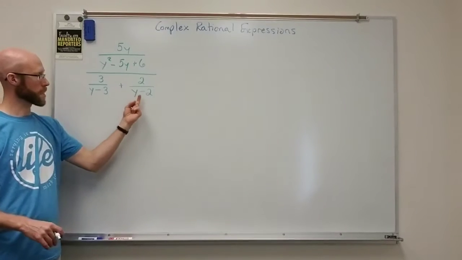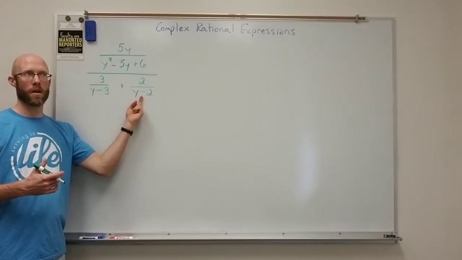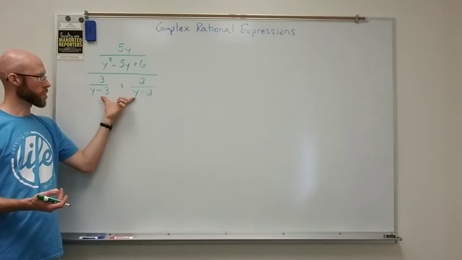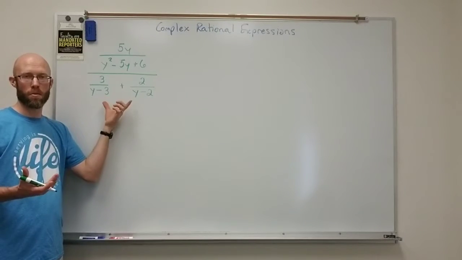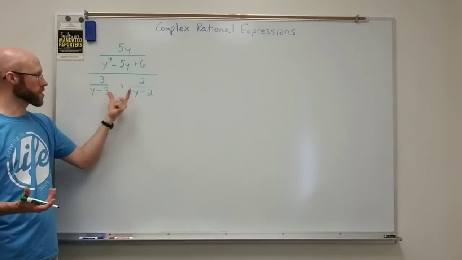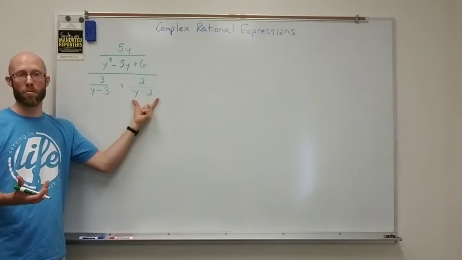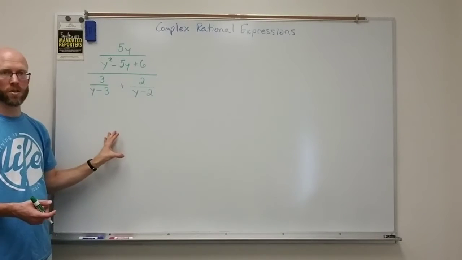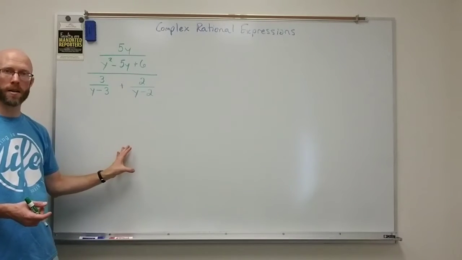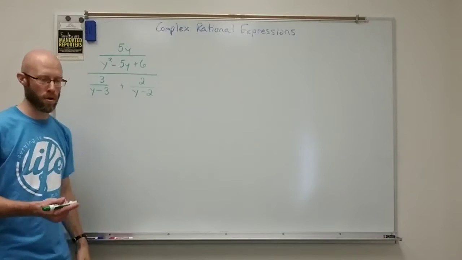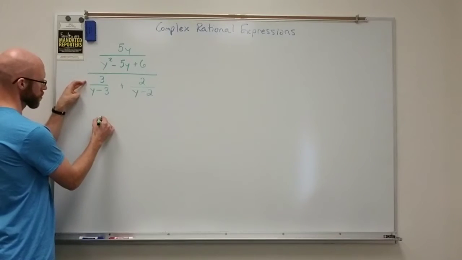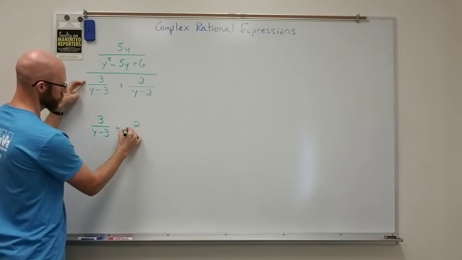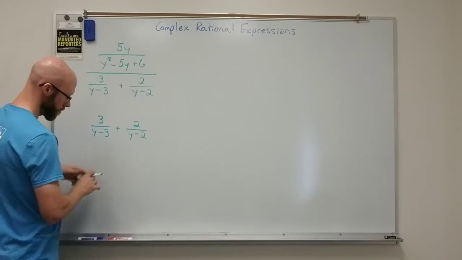What I'm noticing is that my denominators are different, and so I need a common denominator. They don't share any common factors, they're already factored, they're prime, so the LCD is going to simply be their product. What I'm going to do is take those off to the side, combine them, then put them back in and finish off the problem. So we'll start off here with 3 over y minus 3 plus 2 over y minus 2.